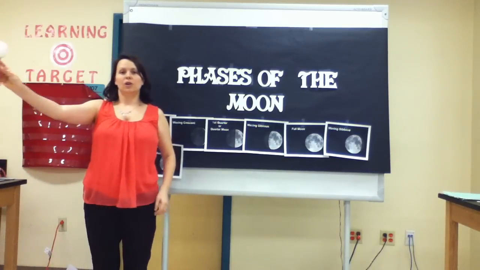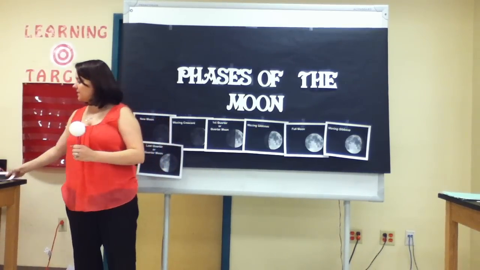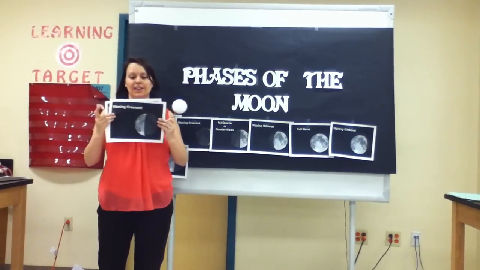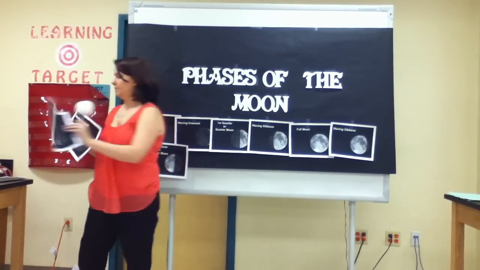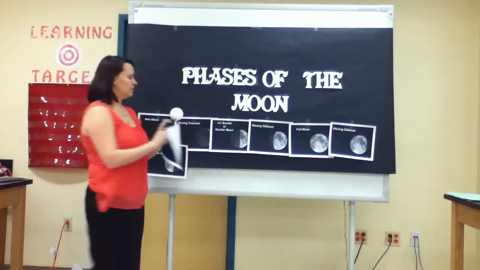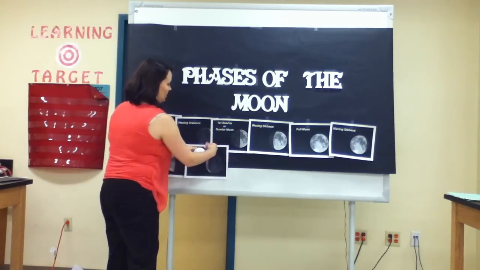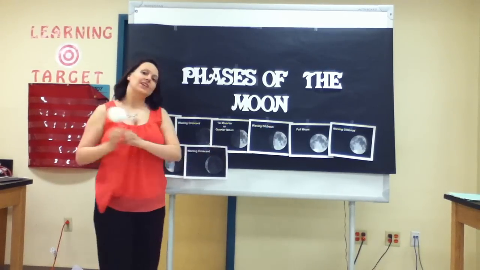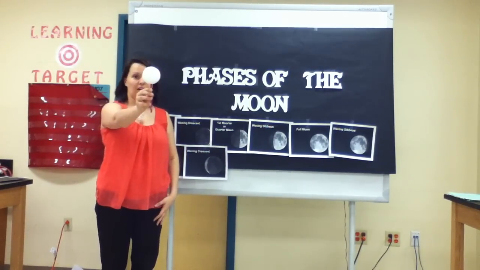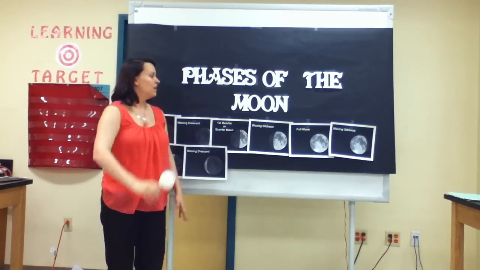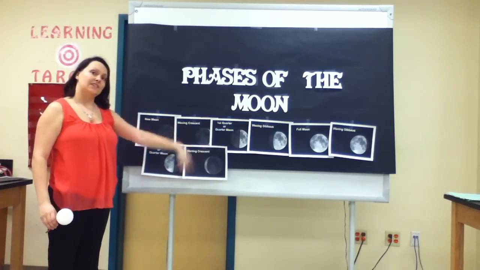And then finally, we get the waning crescents. They can look like this or this. At this point, the moon comes back here, a new moon again. These are the phases of the moon.